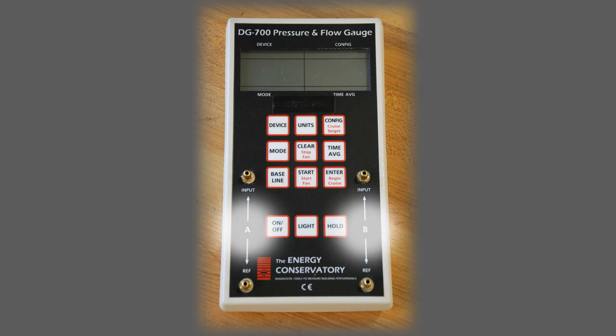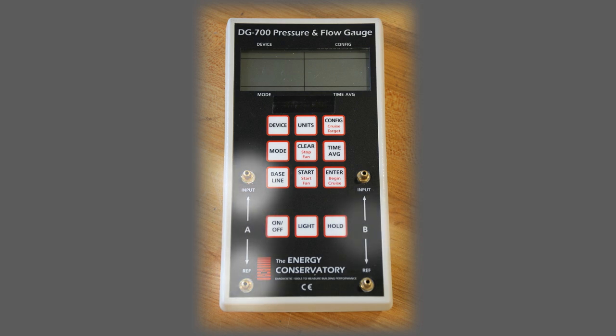Most of them have two channels. This has an A and a B. And what do you see right here where my finger is? Input. And what does this one down here say? Reference. So this is like one zone or one area with reference to another. So you have an A and a B. So really it's like having what? Two manometers, right? You're measuring one space with reference to another.